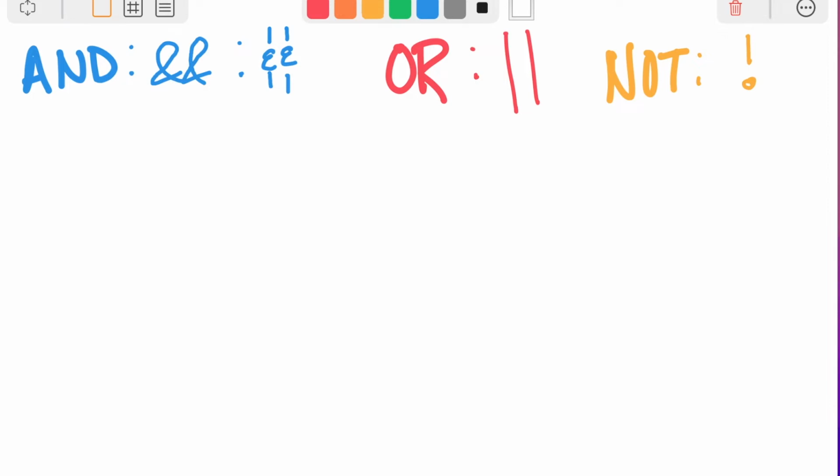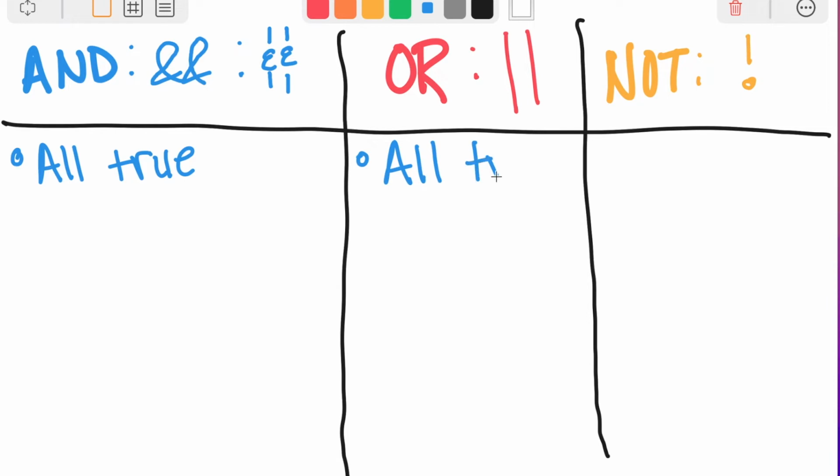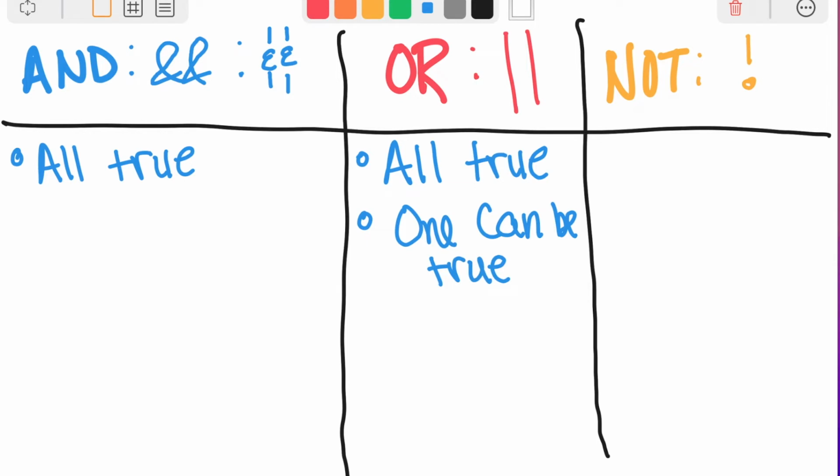So let's just go over these right now. So we have 3 of them. For AND, all your conditions in parentheses have to be true. So they all have to be true. For OR, there's 2 things. They can all be true, or one can be true and the rest can be false. NOT's really simple. It's the opposite.